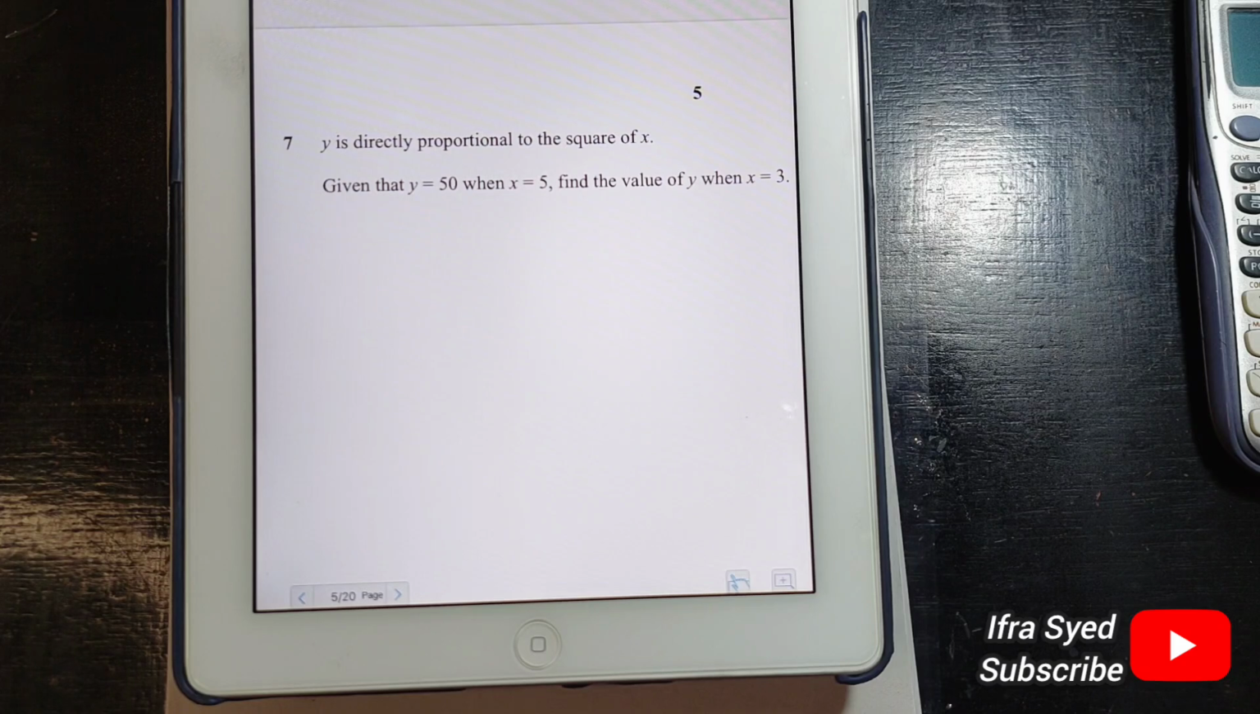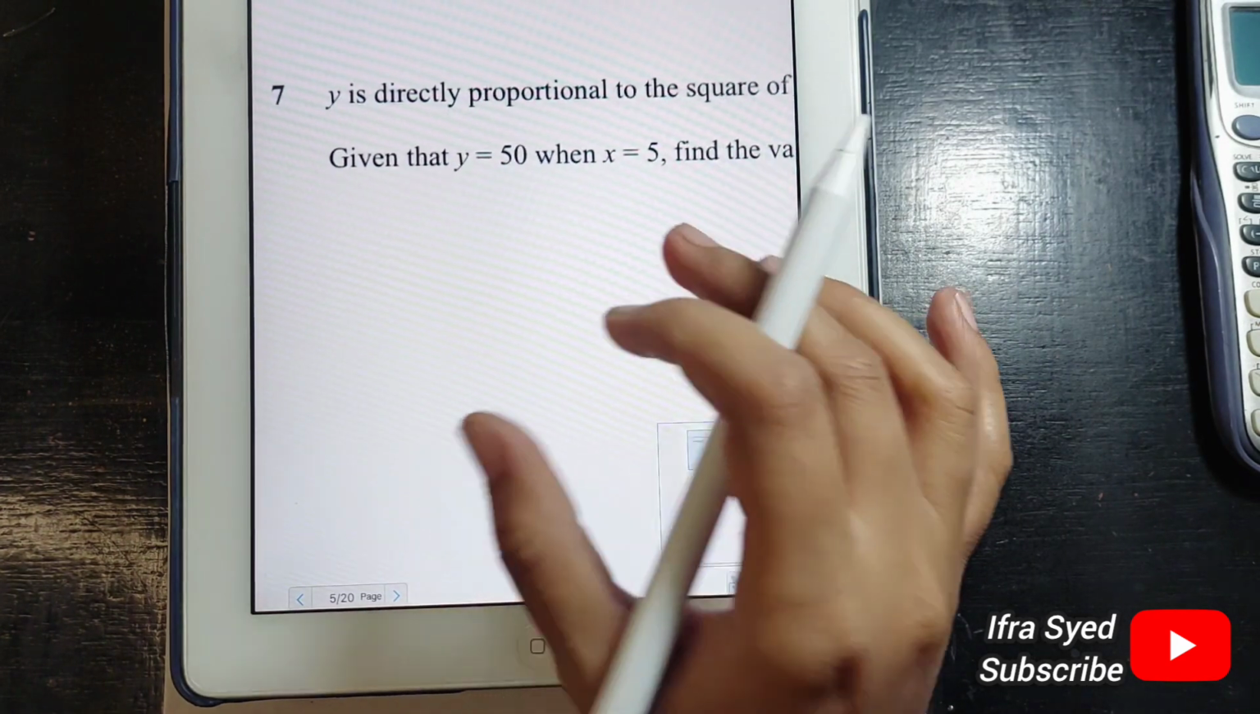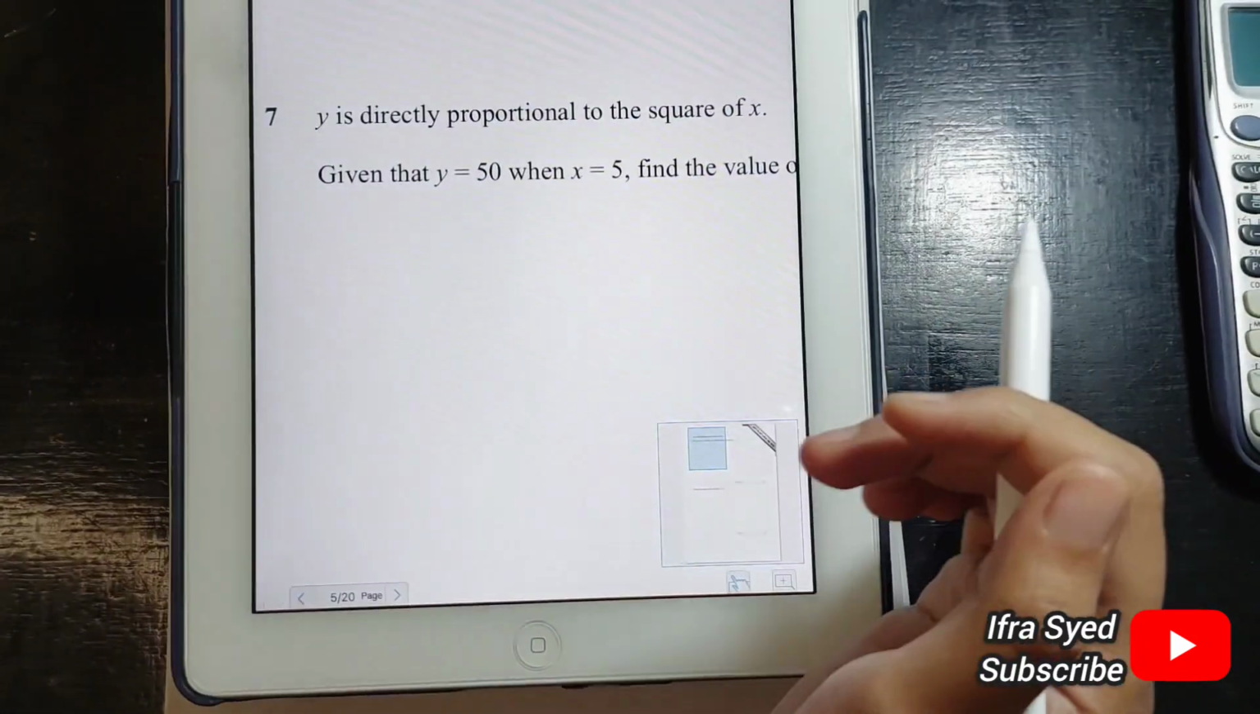So it is written that y is directly proportional to the square of x. When two terms are directly proportional, it means that if one term increases, the other will automatically increase, and if one is decreased, the other will automatically decrease. So they increase and decrease at the same time.